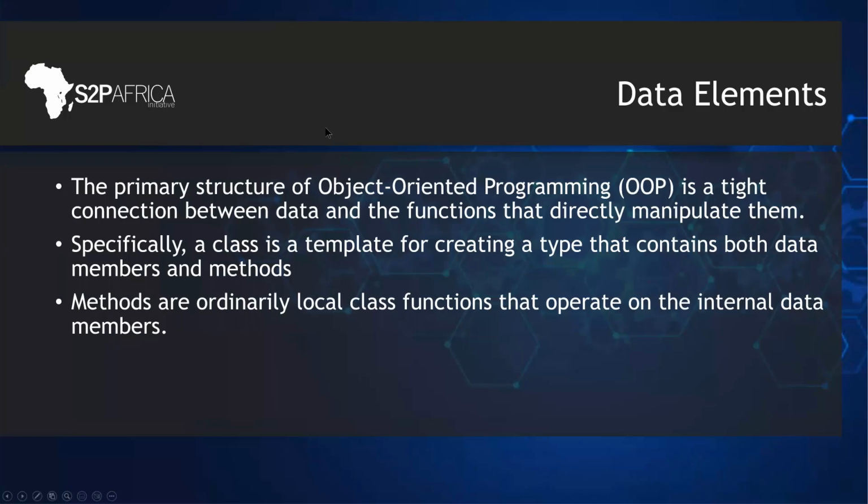The primary structure of object-oriented programming is a tight connection between data and the functions that directly manipulate them. Specifically, a class is a template for creating a type that contains both data members and methods. Before I move on to talking about how object-oriented programming does it, can you tell me what types you remember?